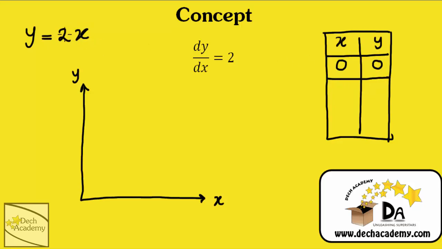When x is 1, y is equal to 2 times x. So the function y is equal to 2 times x. That means whatever x is, to determine the corresponding value of y, you need to multiply the x value by 2. So when x is 1, y is equal to 2 times 1, which is 2. When x is 2, y is equal to 2 times 2, which is 4. When x is 3, y is equal to 2 times 3, which is 6.